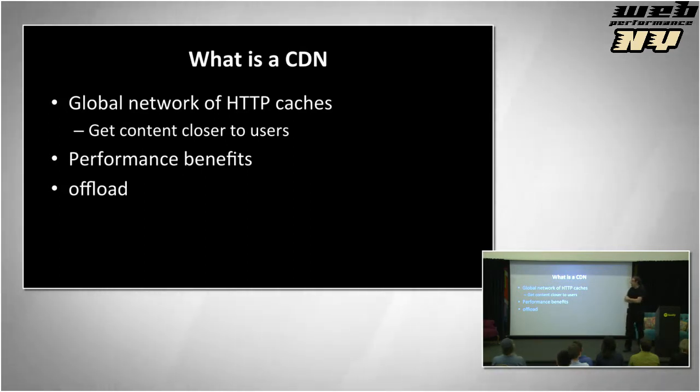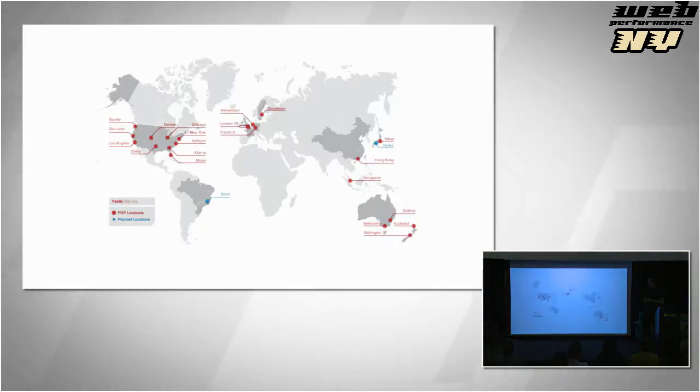Okay, so for just a quick review, a CDN is a global network of HTTP caches. It helps deliver content closer to the users. It helps you do some offload. A network map usually looks like this.